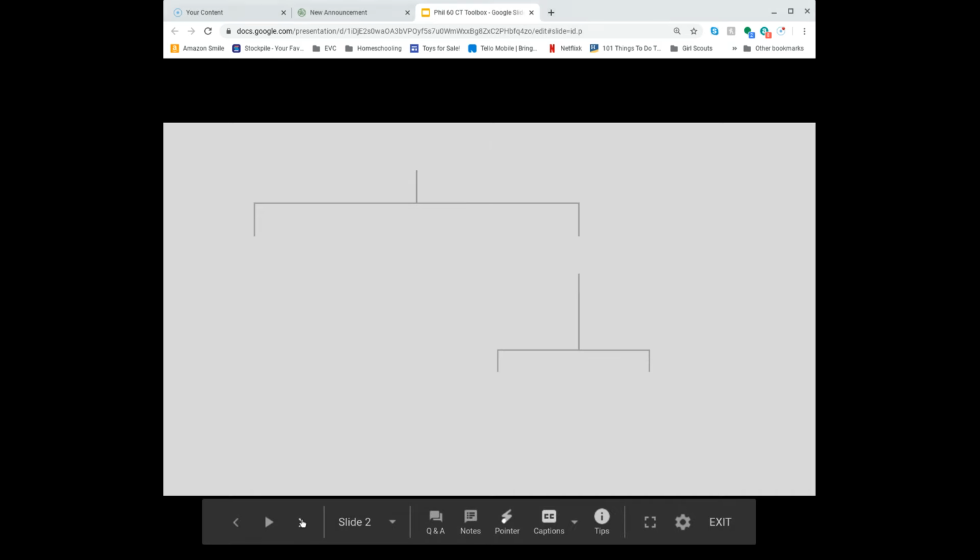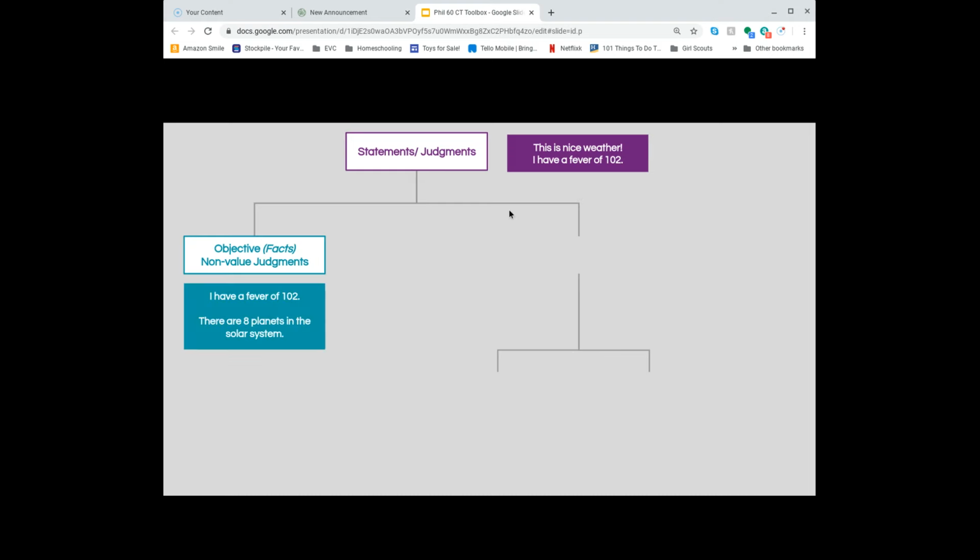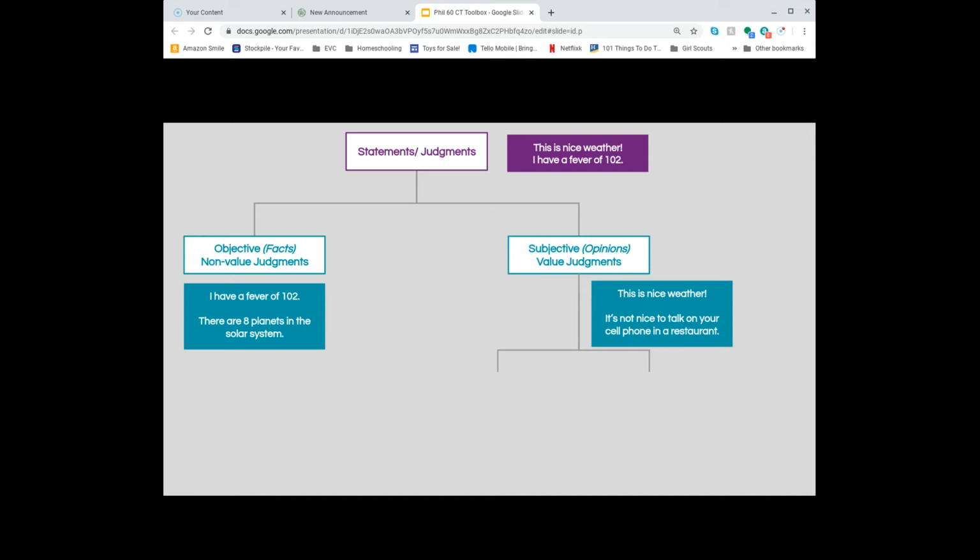So we had talked on Wednesday about statements and the fact that statements and judgments, such as these examples right here, this is nice weather, or I have a fever of 102, can be divided up into objective statements or judgments and subjective. And we did a lot of work on that. You did quizzes and a Kahoot and a group quiz. So hopefully those concepts are pretty clear in your mind.